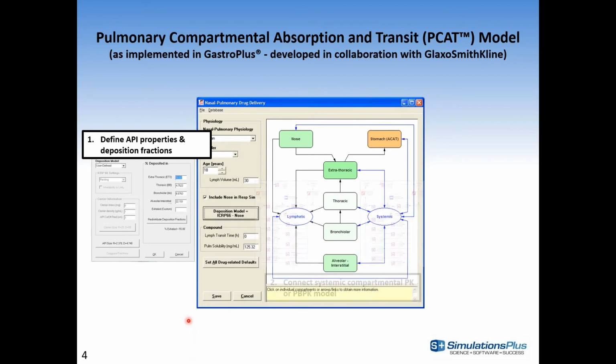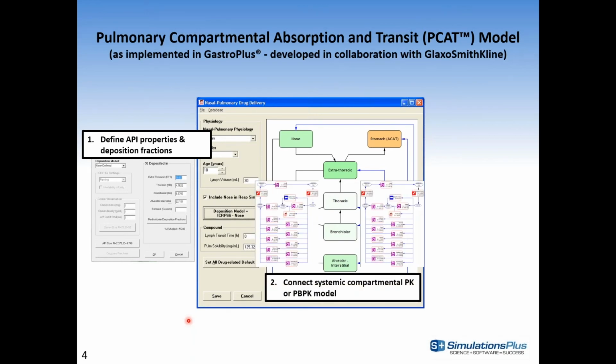Once we have that core set of physical chemical properties in place and we have some formulation characteristics defined, we can then connect our systemic compartmental PK or PBPK model, utilizing data we might have which was dosed through IV routes, for example, or data from studies where drugs were delivered through non-pulmonary routes, and using that to help us define the systemic volume of distribution and clearance parameters, which we can connect then to that local lung model.